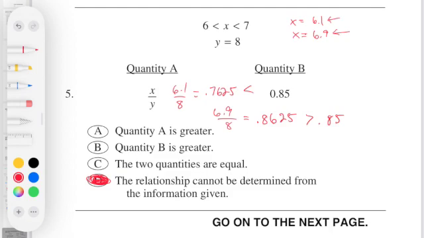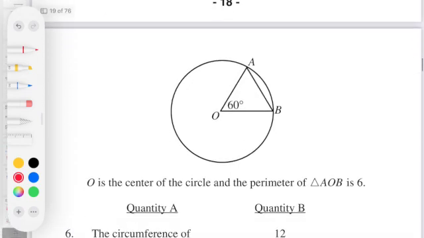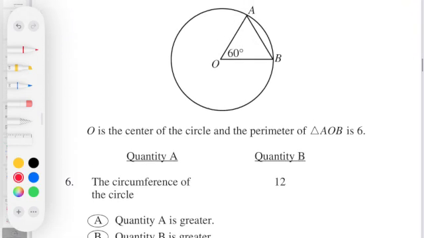and that's not enough. You need to always look at the extremes when you are trying to deal with a quantitative comparison, because basically we're trying to always say, is quantity A always greater? Is quantity B always greater, right? And to know that with something that has a range, we need to look at the extremes to see what happens. Okay, next one. 0 is the center of the circle and the perimeter of triangle AOB is 6.